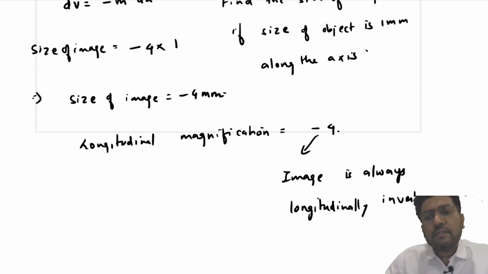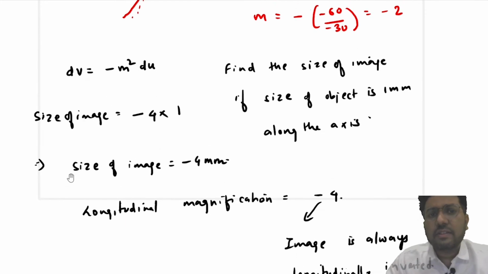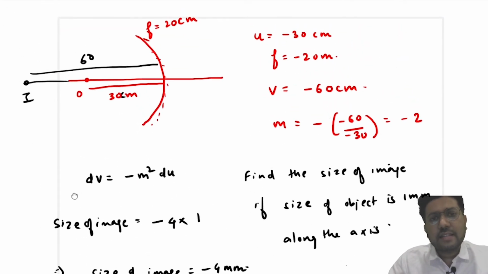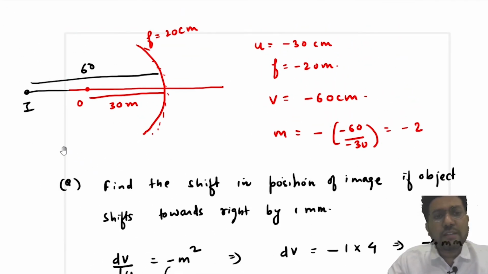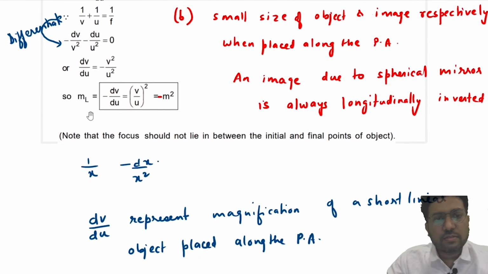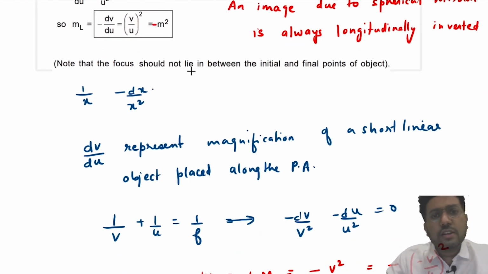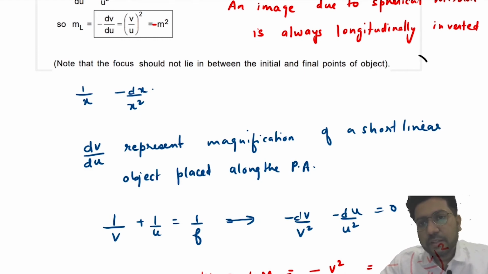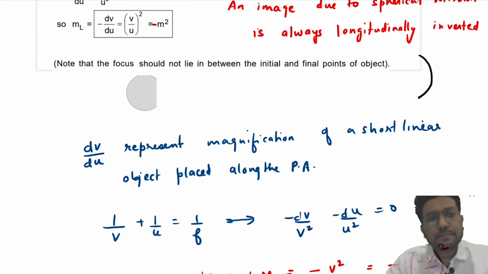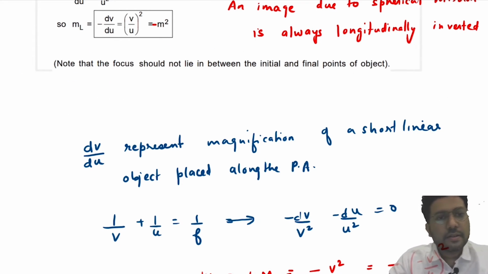Okay, whenever we find longitudinal magnification, there is one more thing that is very important and you should understand: the object should not pass through the focus. I've written it here also. Note, the focus should not lie between the initial and final position of the object. What does this mean? Listen carefully. I'll draw it here.